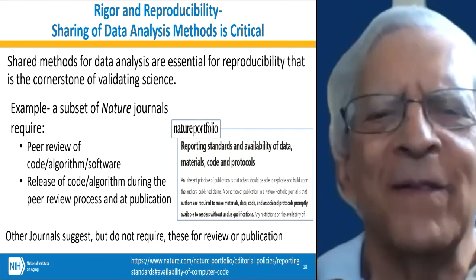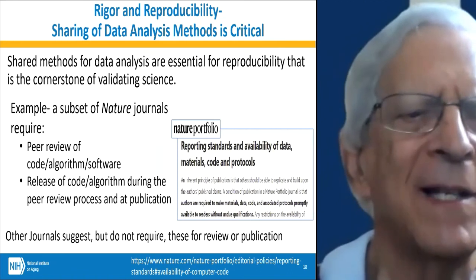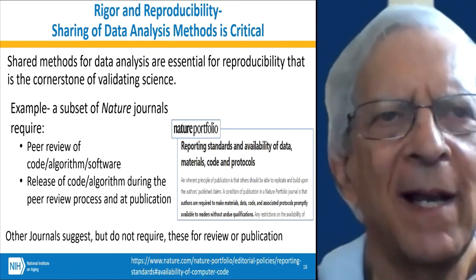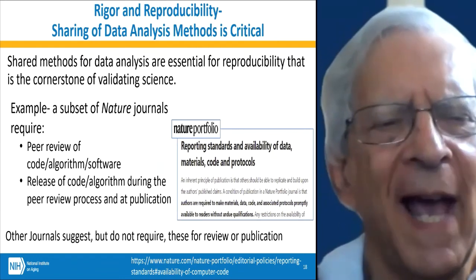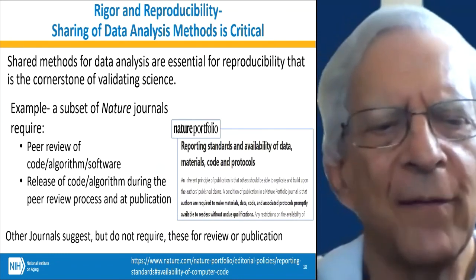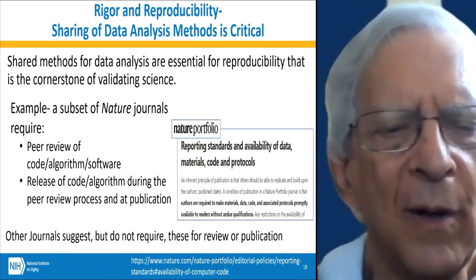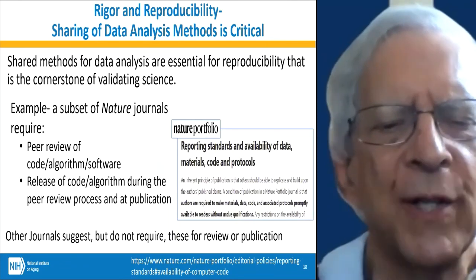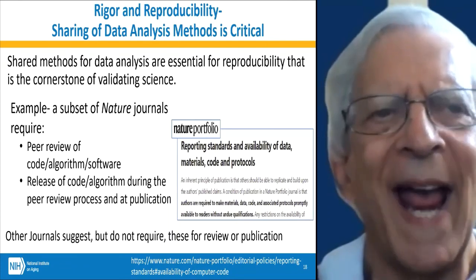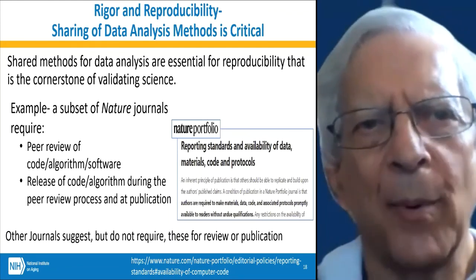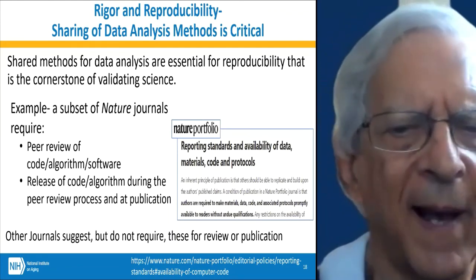In terms of data analysis and methods, it's important that we have shared means for data analysis so that reproducibility, which is the cornerstone of our work, can evolve. And just to provide an example of the way things are evolving, some journals, Nature as a subset, for example, are requiring peer review and documentation of the codes, the algorithms, and the software. Others suggest but don't require it. And this is going to be another ancillary to our own efforts to try to bring data maximally interoperable and overcome some of the barriers we've talked about.